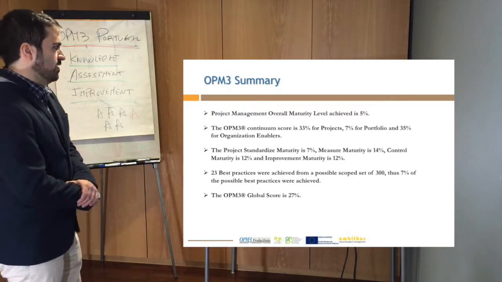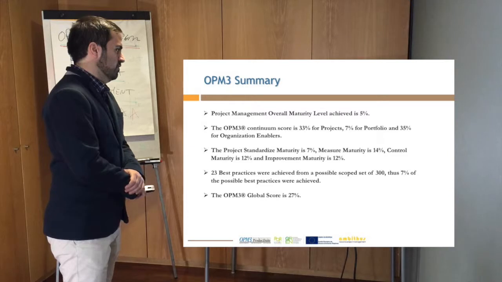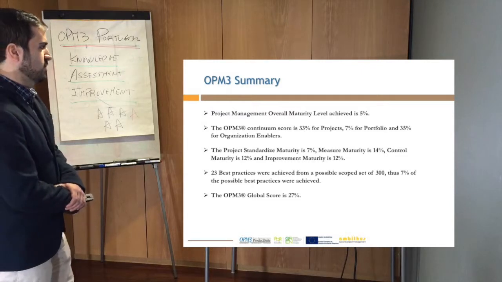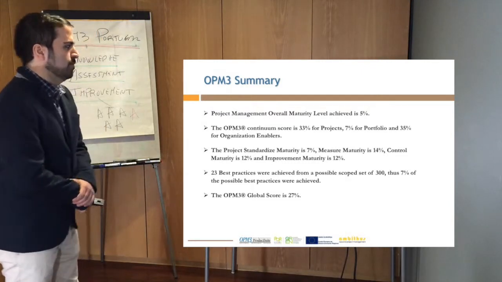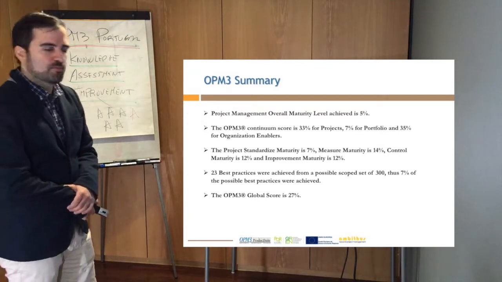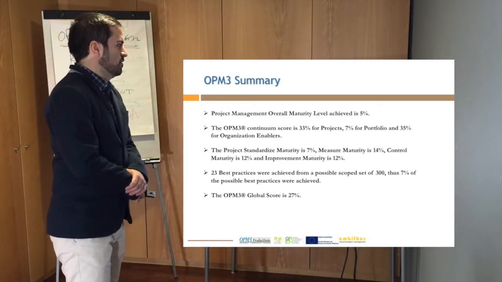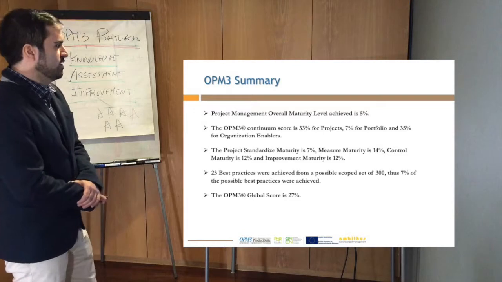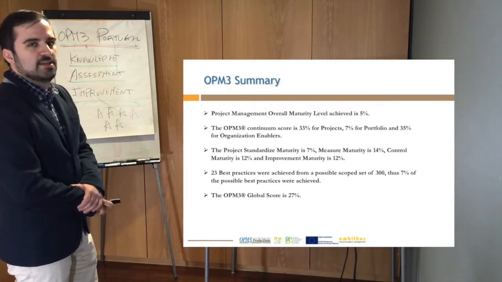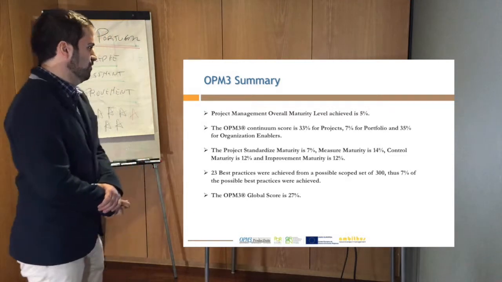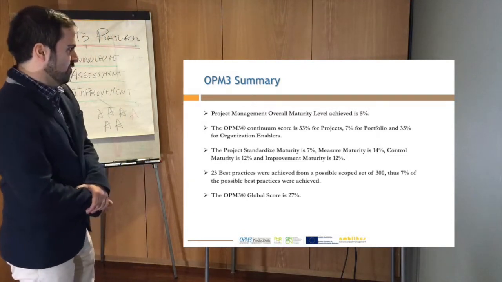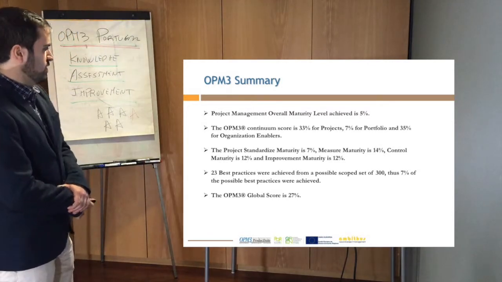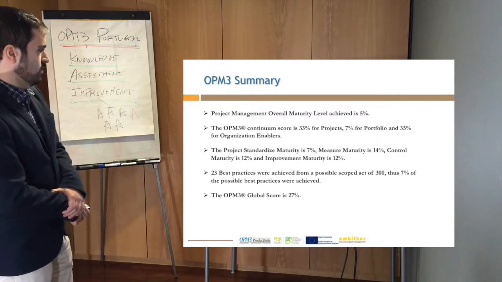This means that as the measure maturity is higher than the standardized, as well as the control and the improvement, these organizations are actually measuring, controlling, and improving their processes instead of first standardizing. And it should be the other way around. It should be first standardize the processes, and only after that measure, control, and improve. The best practices achieved of the 300 possible were 23, so 7% of the best practices were achieved.